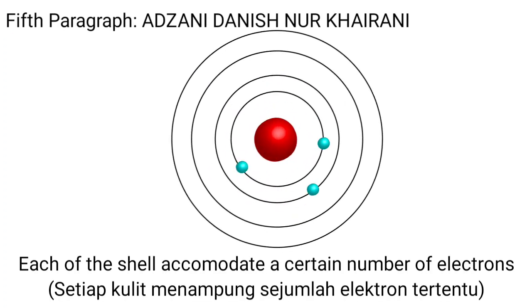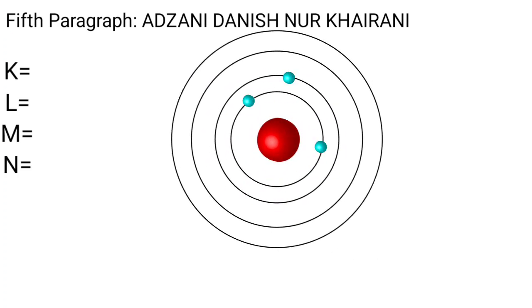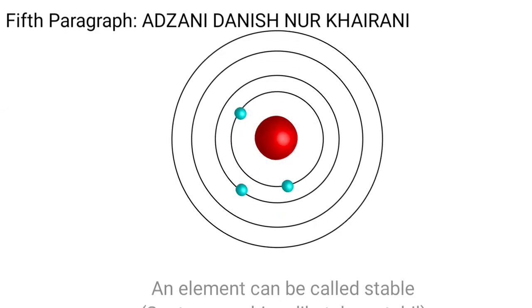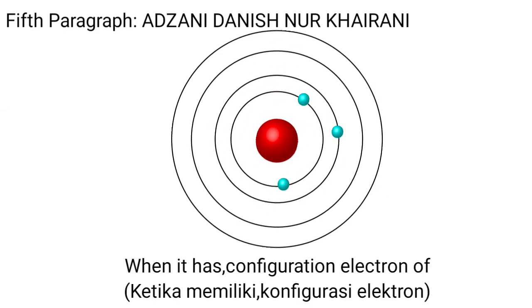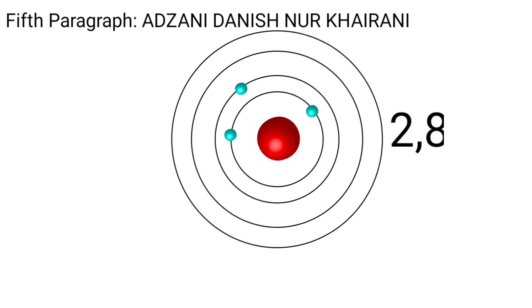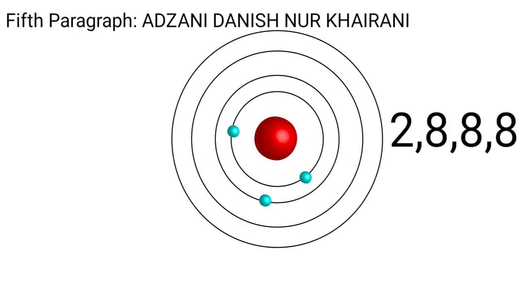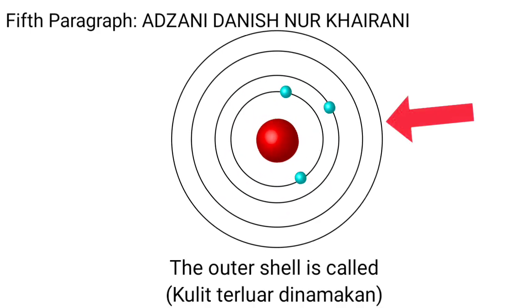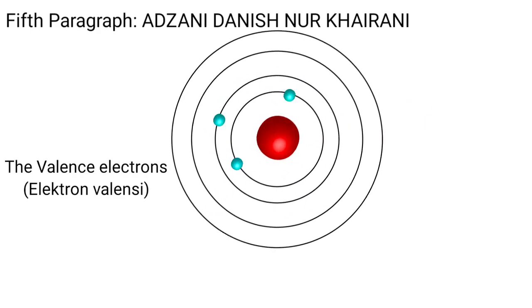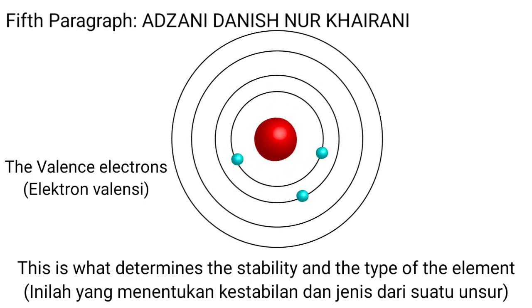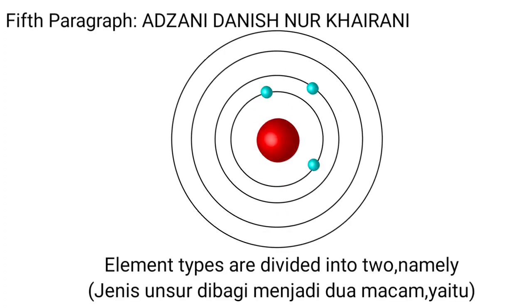Each shell accommodates a certain number of electrons. K is equal to 2, L is equal to 8, M is equal to 18, and N is equal to 32 electrons. An element can be called stable when it has an electron configuration of 2, 8, 8, and 8. The outermost shell is called the valence electrons. This is what determines the stability and the type of the element. Element types are divided into 2, namely metals and non-metals.